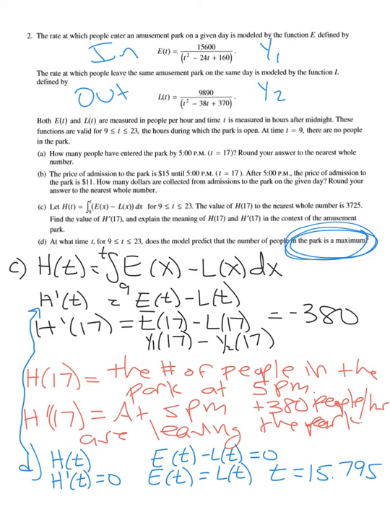So then, again, you're supposed to really check, it wants maximum, right? So then we're going to figure out what is h of 9, what is h of 15.795, and what is h of 23. So go through and find those numbers to show that this really is the maximum. Okay, and that's it. Let's look at the answer key.